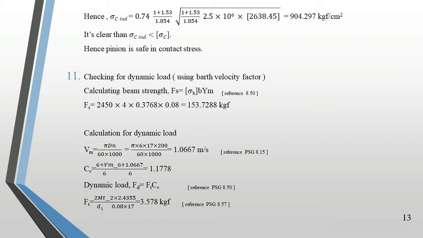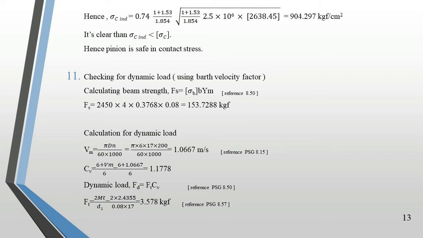Hence sigma C induced is equal to 0.74 (1 plus 1.53)/1.854 under root of (1 plus 1.53)/1.854 into 2.5 into 10 raised to 6 into 2638.45, that is equal to 904.297 kgf per centimeter square. It's clear that sigma C induced is less than sigma C design, so the pinion is safe in contact stresses.